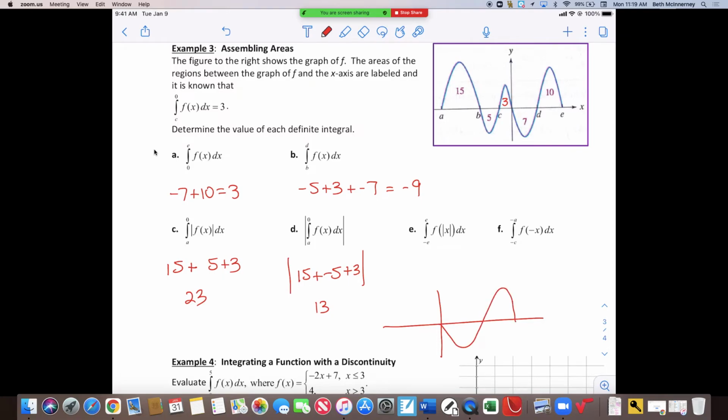So here is 0 to e, but if I reflect this across the y-axis, this is what the integral of f of the absolute value of x looks like. So that is going to give me 10 plus negative 7 plus negative 7 plus 10. That's 3 plus 3, so that is 6.